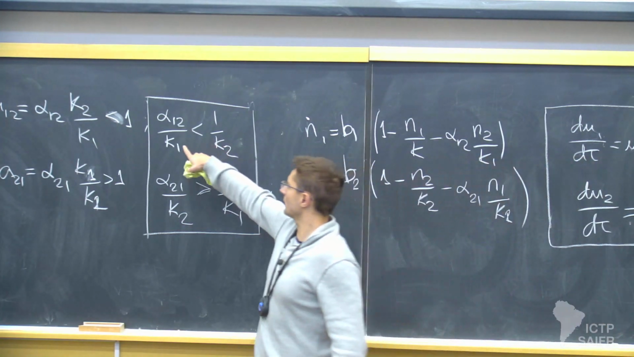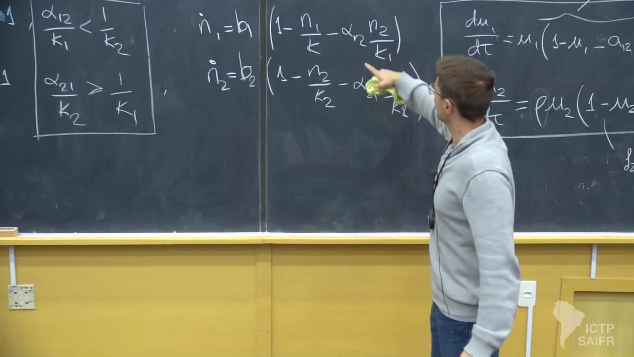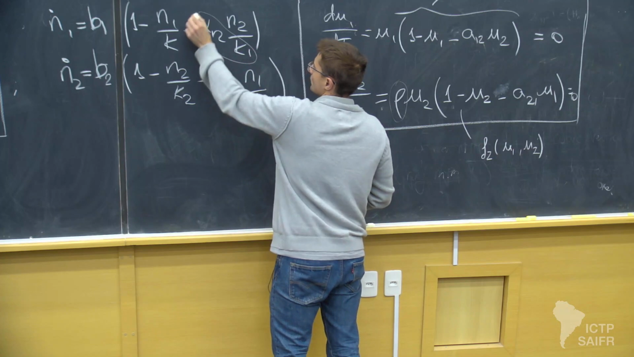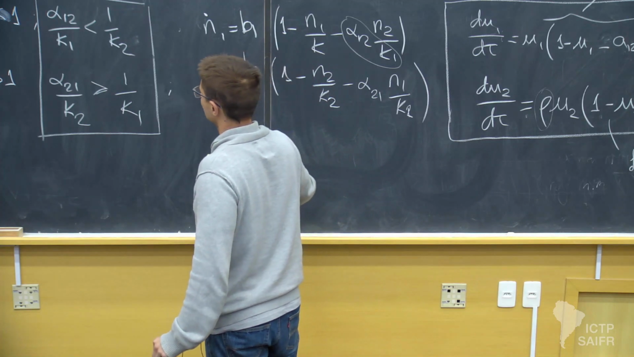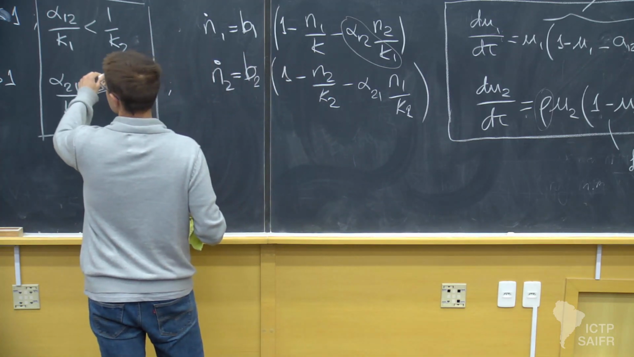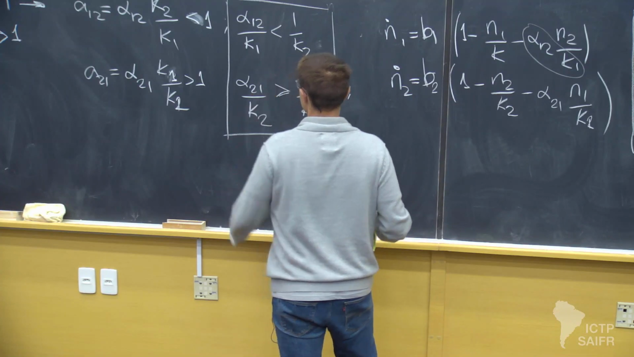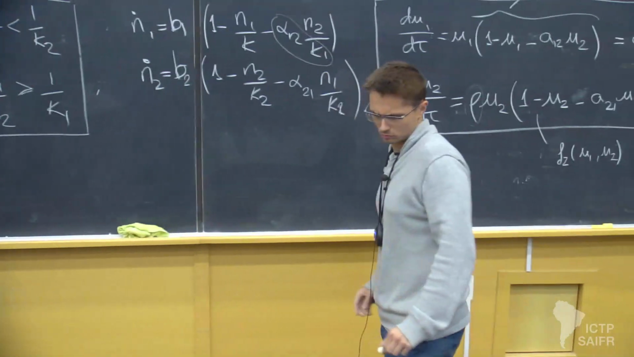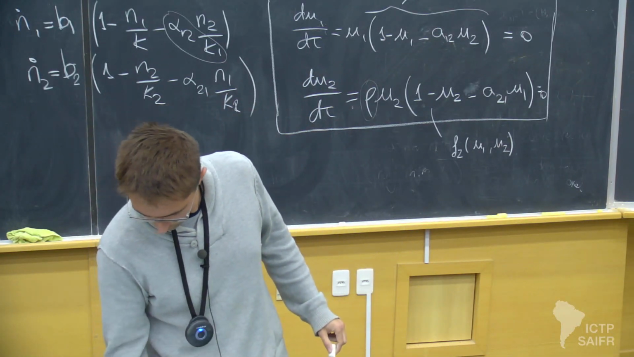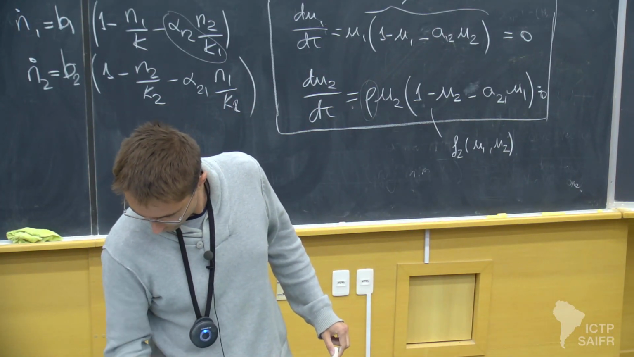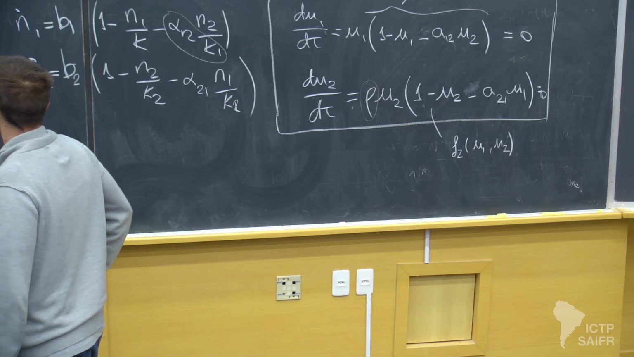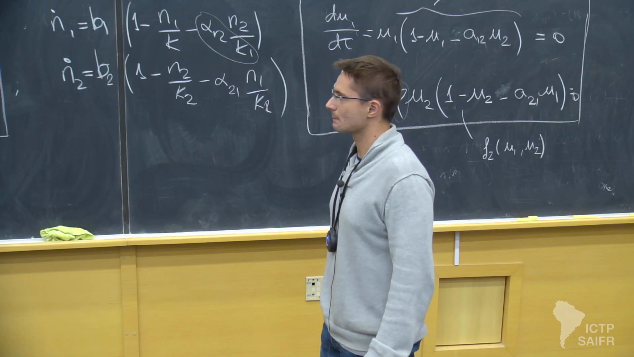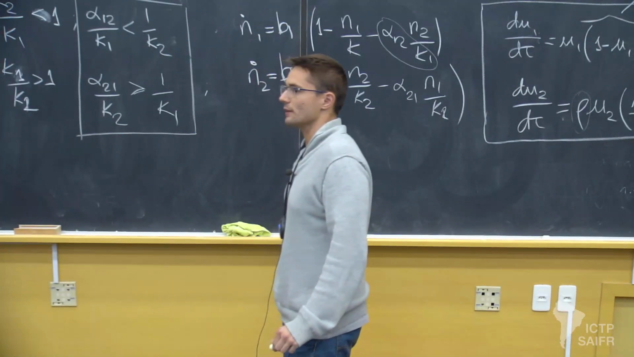So alpha 1, 2 over K1 is this coefficient over here, right? And 1 over... Sorry? I think yeah, this is right. What is right? This makes sense. Why does it make sense?